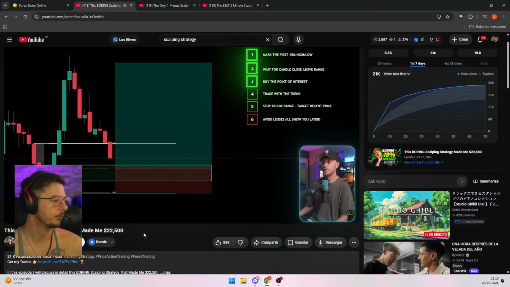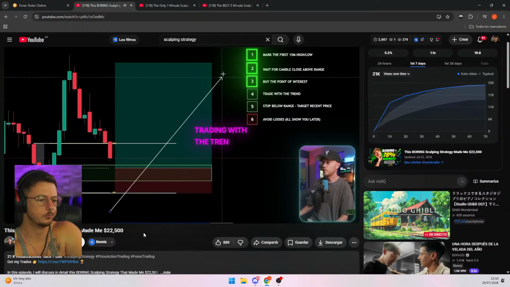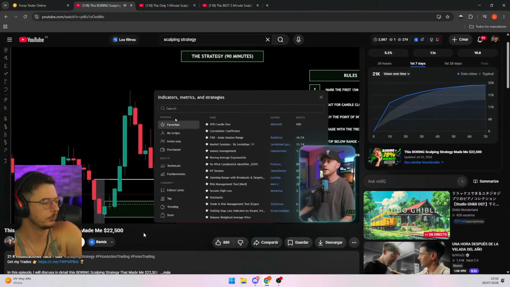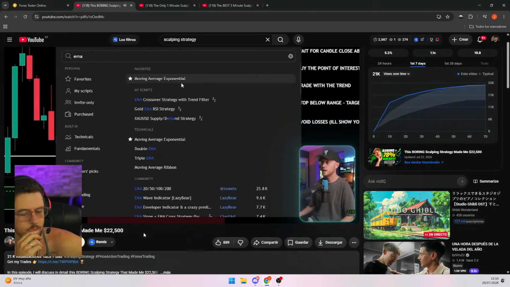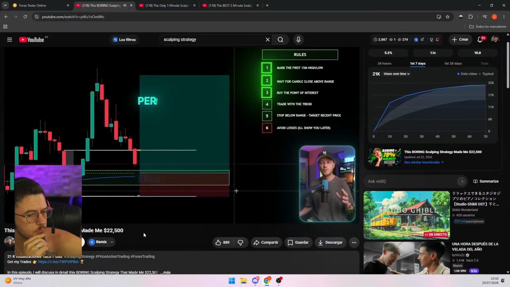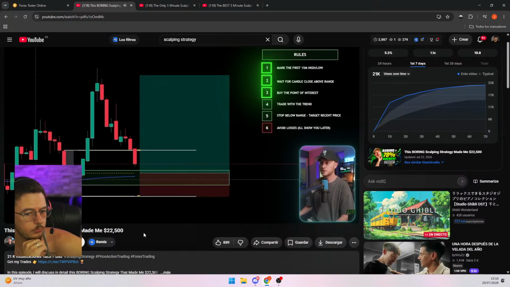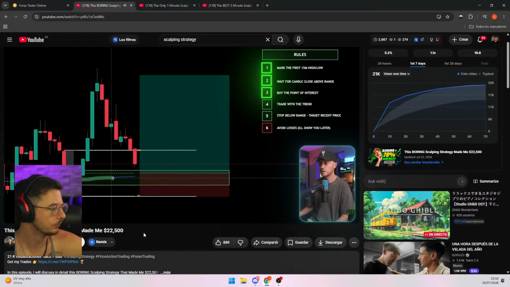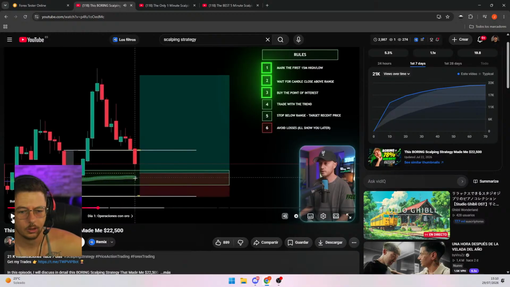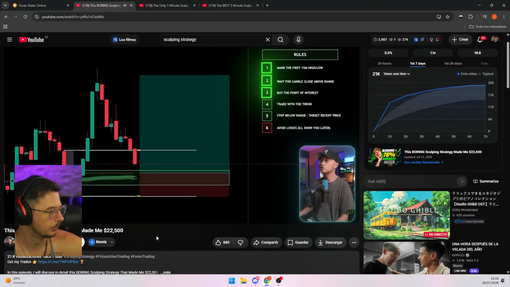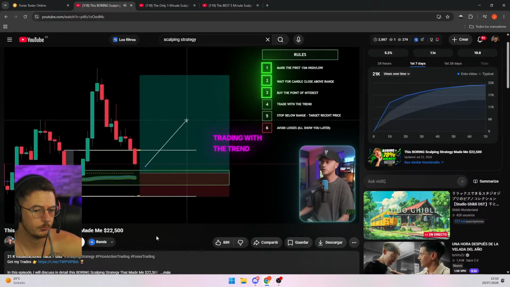With step number 4, I make sure that I'm trading with the trend. The easiest way to do that is come to indicators, type EMA, and put a moving average exponential on your chart with a period of 200. Now, if the price is consistently above this level right here, that means we are trading in line with the overall trend.